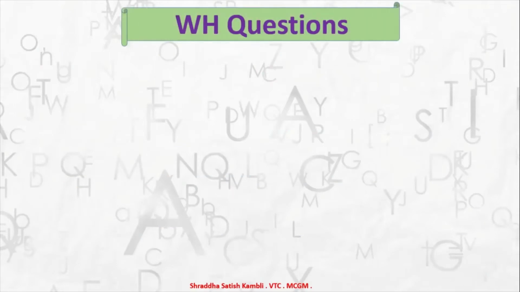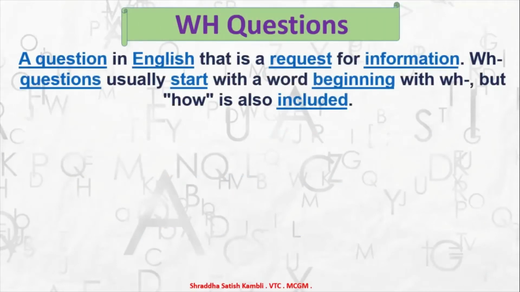Okay, so then what are WH questions? A WH question is a question in English that is a request for information. So a WH question is also a question like any other interrogative sentence. WH questions usually start with a word beginning with W and H, but how is also included. So all words which begin with W and H, or the word how, are called WH questions. Hope the idea is clear to you.